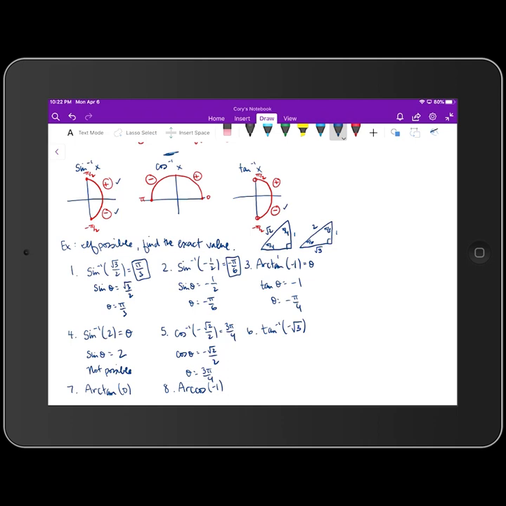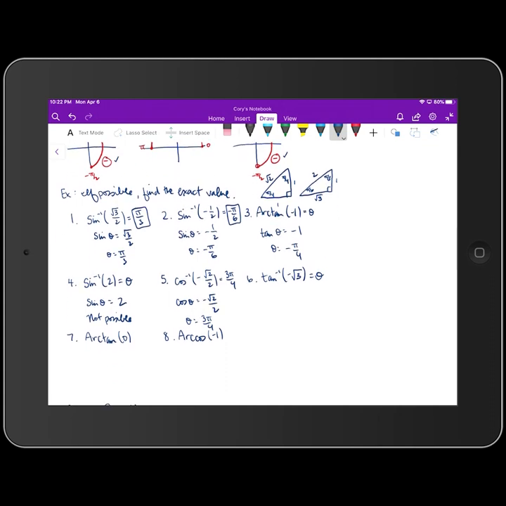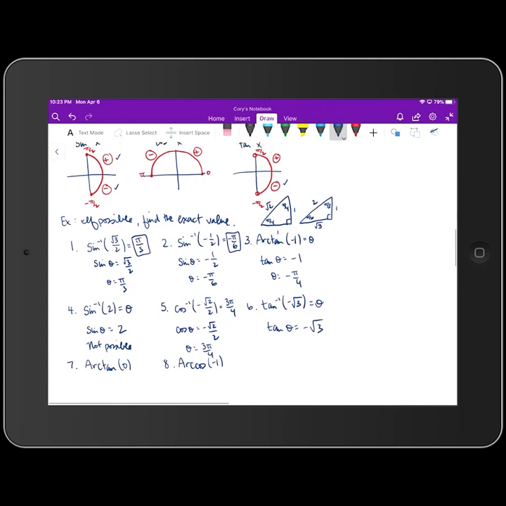Okay, for 6, the inverse tangent of negative rad 3. Again, we're going to set that equal to some angle measure theta. So we want to find some angle theta such that the tangent of angle theta is negative rad 3. So let's figure out our reference angle. The tangent of what angle is going to be rad 3?